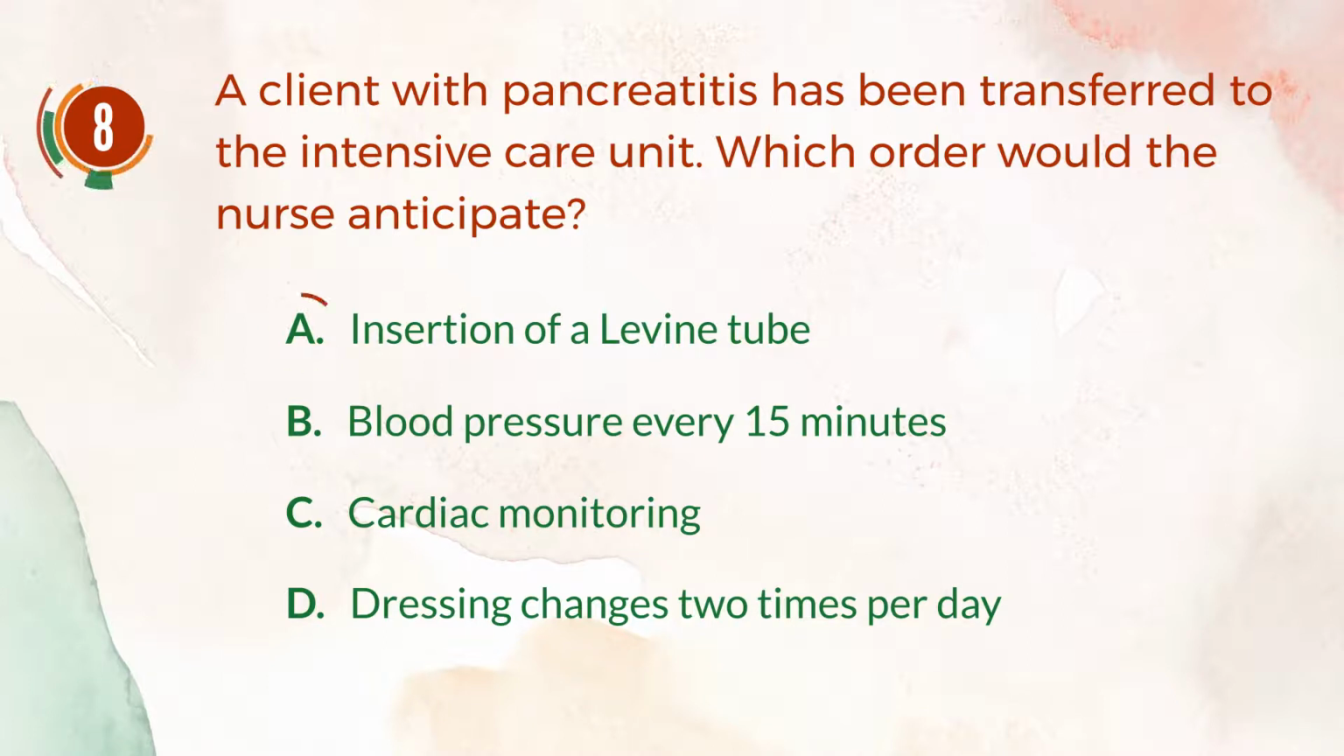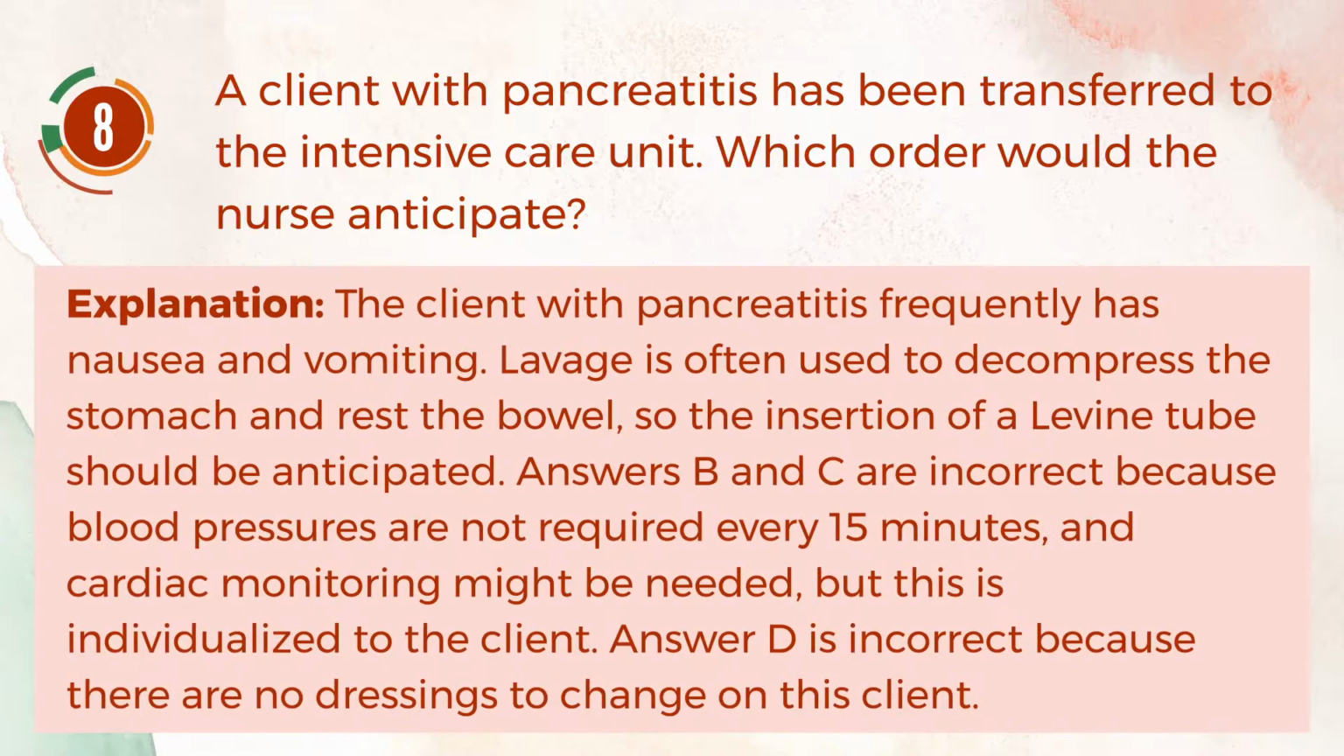The correct answer is A. Insertion of a Levine tube. Explanation. The client with pancreatitis frequently has nausea and vomiting. Lavage is often used to decompress the stomach and rest the bowel, so the insertion of a Levine tube should be anticipated. Answers B and C are incorrect because blood pressures are not required every 15 minutes and cardiac monitoring might be needed, but this is individualized to the client. Answer D is incorrect because there are no dressings to change on this client.